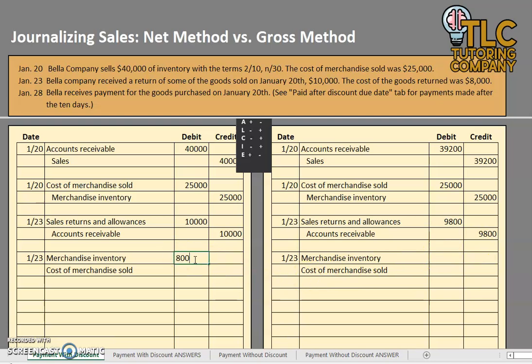Now when it comes to the $8,000, again, same idea as it was when we did this account up here. Any discounts on that have already been recorded and dealt with. This is in the past. This is what the seller originally paid for the goods. So that's going to go in without any adjustments, no matter what.